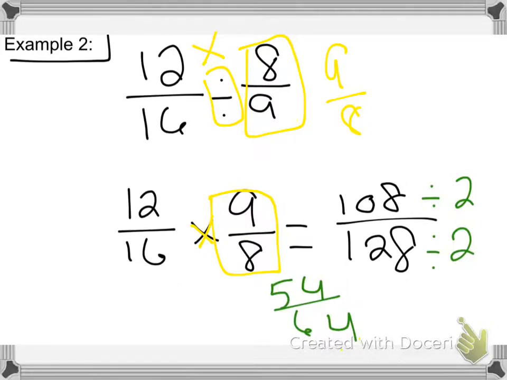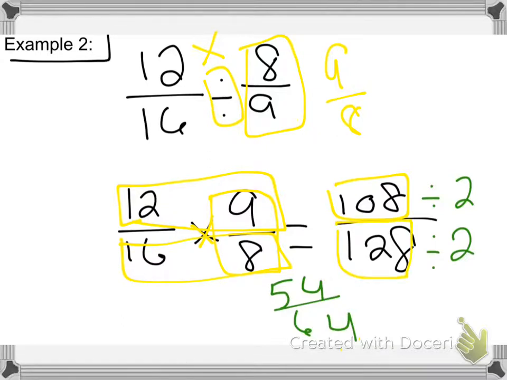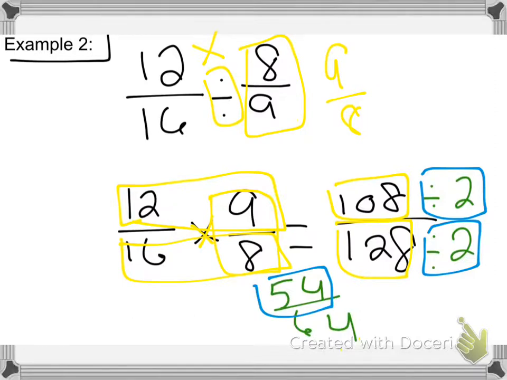So first you want to multiply the numerators, which is 12 and 9, and 12 times 9 is 108, and then we multiply the denominators, which is 16 times 8, and that becomes 128. Now, as we can tell, that is definitely not in simplest form. So, we divide both of these by 2, and when we divide 108 by 2, we get 54, and when we divide 128 by 2, we get 64.